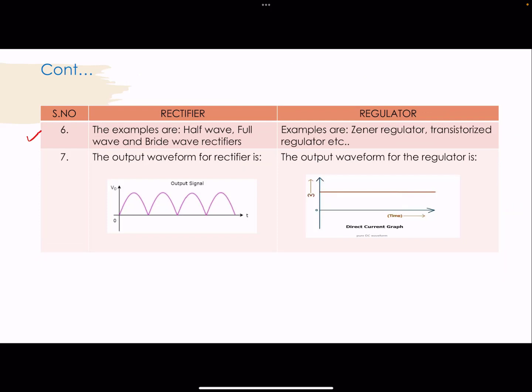The sixth point is, the examples of the rectifiers are half wave, full wave and bridge wave rectifiers, whereas the examples of the regulators are Zener regulator, transistorized regulator, etc. The last seventh point is, if you observe here, this is the output waveform for the rectifier, which is a pulsating DC output, whereas if you observe here, this is the output waveform for the regulator, which is a pure DC output waveform. So these are some of the important comparisons between the rectifier and the regulator.